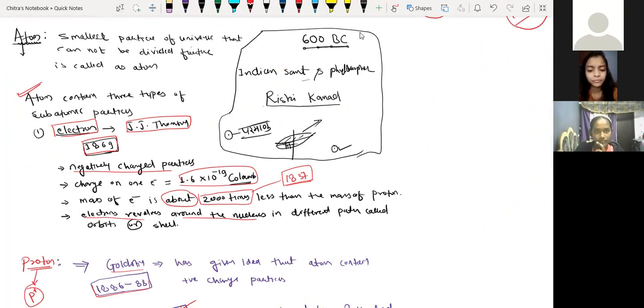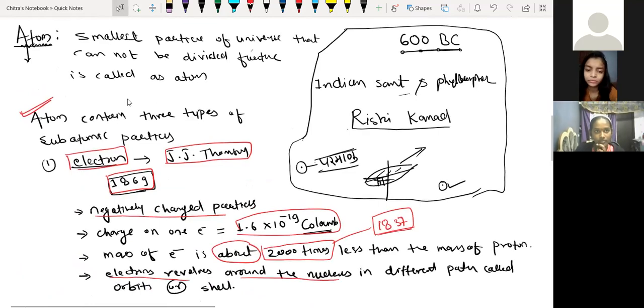Okay. So about 600 BC. BC is the time before Christ, 600 years before Christ. Before Christ is the time when the God of Christians, called Isa Masih, was born; that time is called BC, and 600 before that time is called 600 BC. At that particular time, one of the Indian saints and philosophers was called Rishi Kanad. Have you heard that name before, Tejaswini? No, sir.